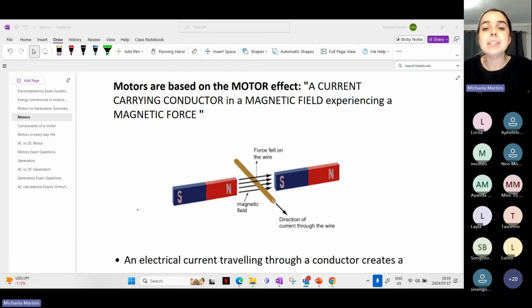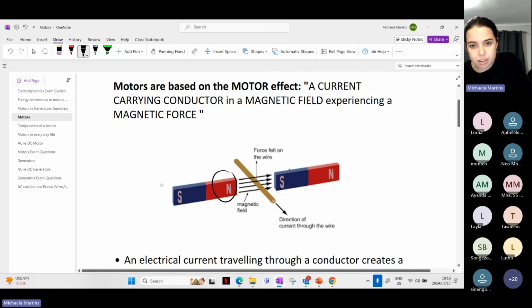If I place that current carrying conductor, so a coil or a wire that has current running through it, in another magnetic field, what happens is it experiences a force. So it'll start to move. It's quite crazy that this happens, but basically, you see here we've got magnets. This is the current carrying conductor. The direction of the current, according to this diagram, is this way.